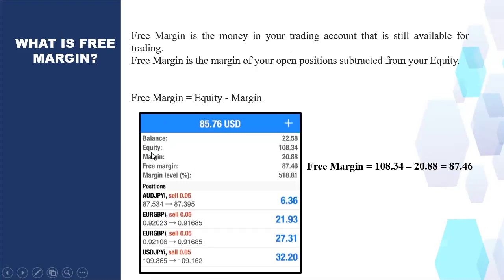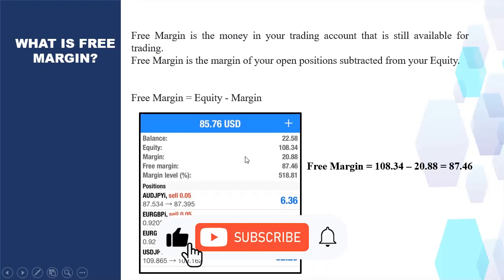All right. Then what is free margin? If you look at this table, this screenshot here, we've looked at balance, we've looked at equity, we've looked at margin. I'm still going to touch on this margin later on when I'm doing the summary. Now, what is free margin? Free margin is the money in your trading account that is still available for trading. Free margin is the margin of your open positions subtracted from your equity. So this is the formula: free margin is equity minus margin.